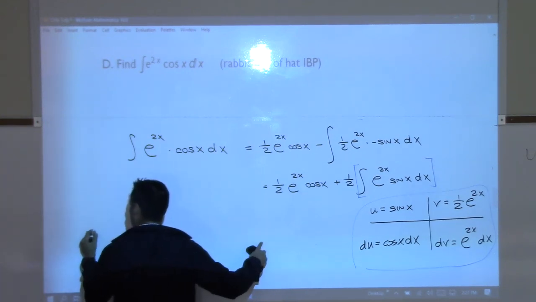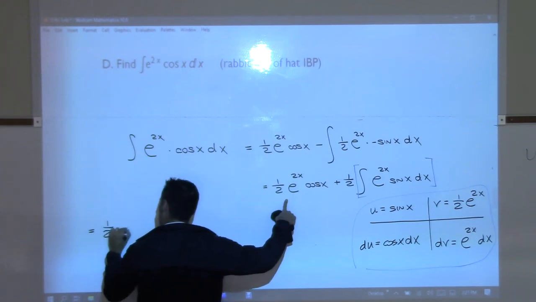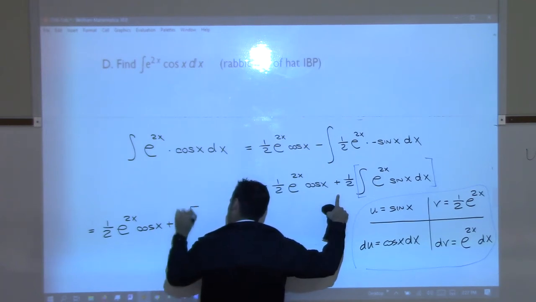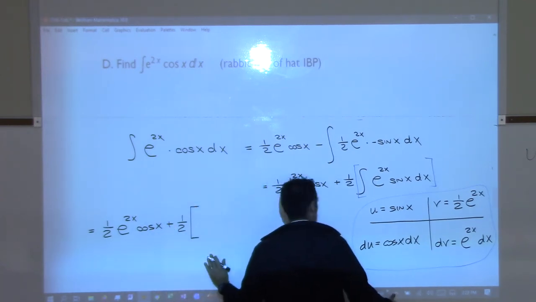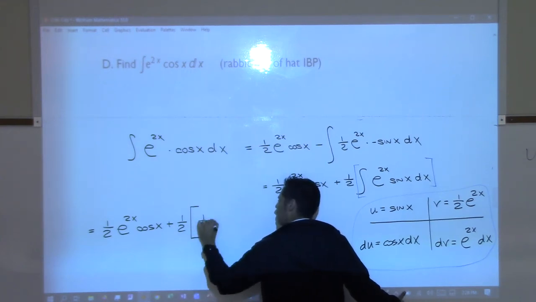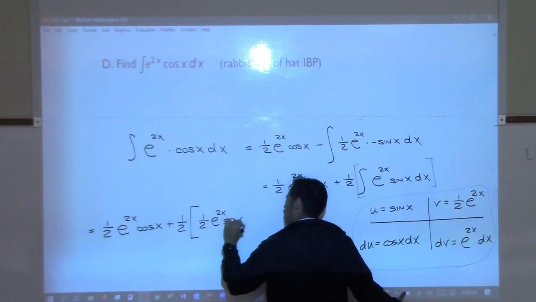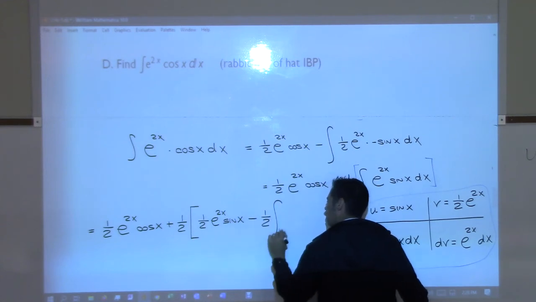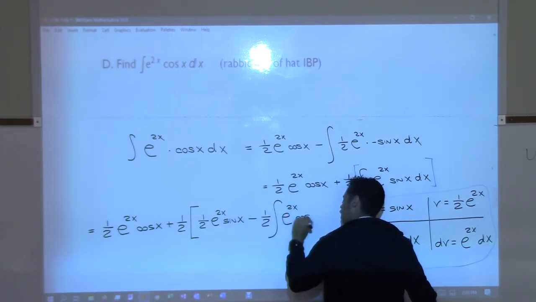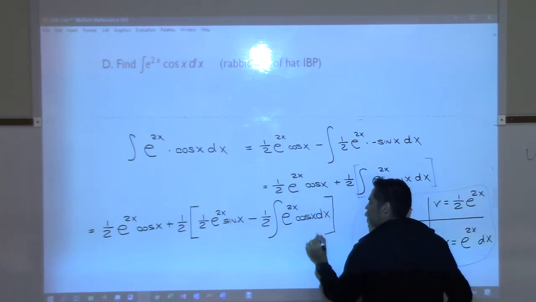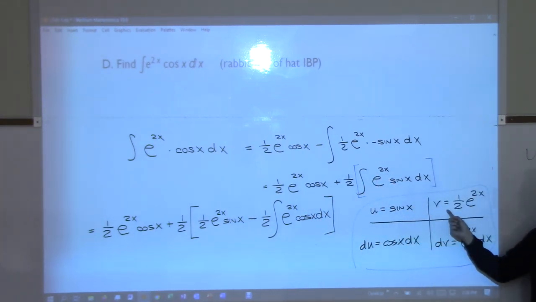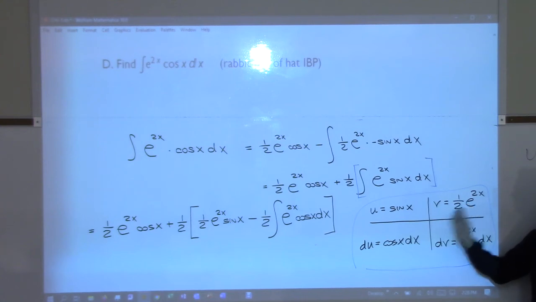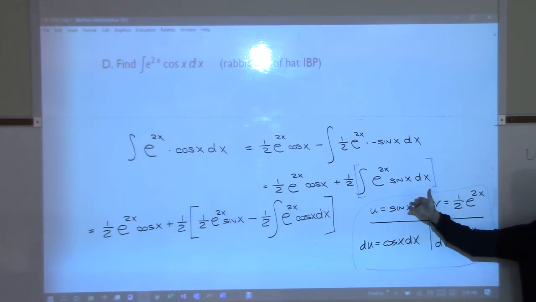We are at that equals 1/2 e to the 2x cosine x. Then we have plus 1/2 brackets. Okay, go ahead, Marissa. What do we got? Okay, 1/2 e to the 2x sine x. That's uv, right? That's these two multiplied, minus 1/2 integral of e to the 2x cosine x dx. That's your v du, right? uv minus the integral of v du. So we did this times this minus the integral of this times this, and Marissa pulled the half out. Got this, yeah? Are we all there?